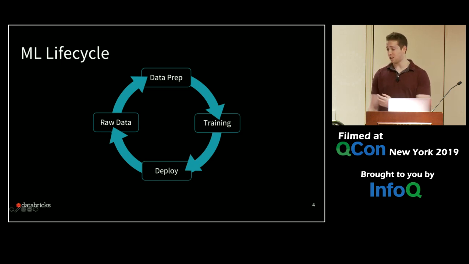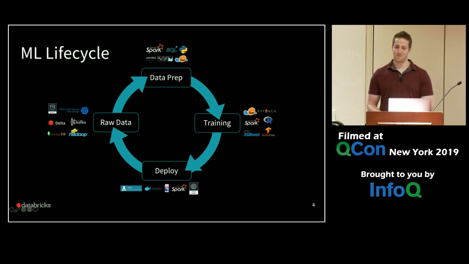Oftentimes, these production applications receive new data that was not part of the original training data set, kickstarting the next iteration of this lifecycle. So at face value, this may sound somewhat straightforward. We have a four-step process. But there are several layers of difficulty and complexity in implementation that actually make this a very daunting task for many organizations. Let's take a look at the first one.